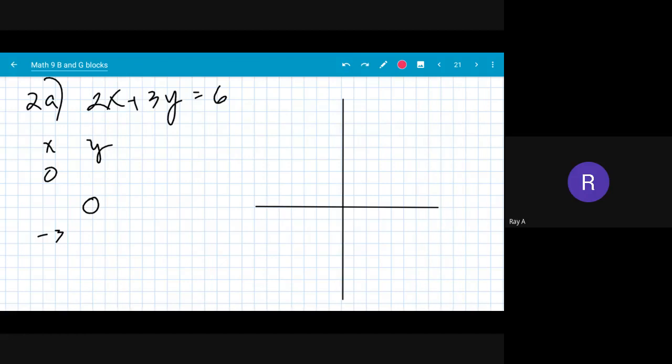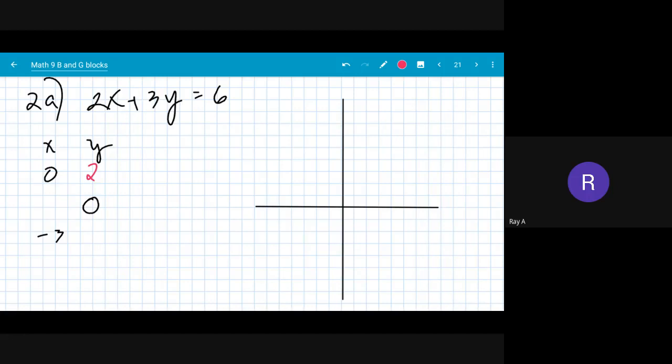So if x is 0, 2 times 0 is 0. That leaves you with 3y equals 6. Therefore, y is 2. Isn't it? Okay. So that means in here, y is 2. All right, so this is 2.